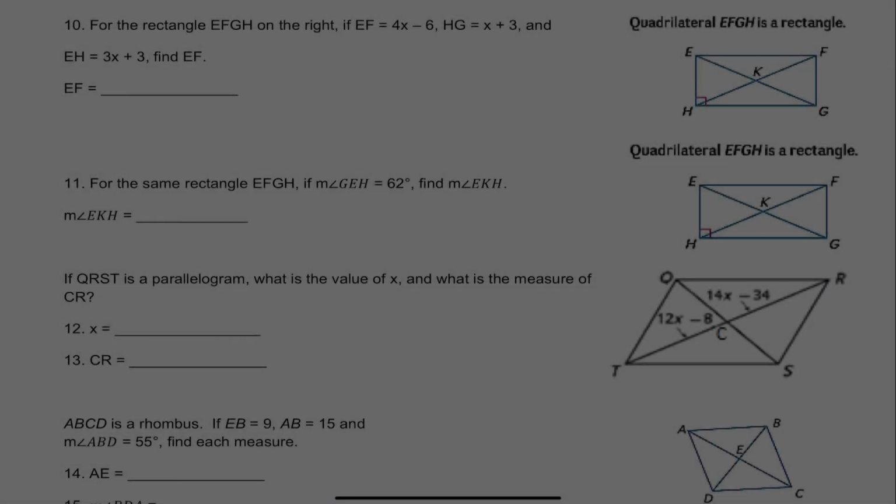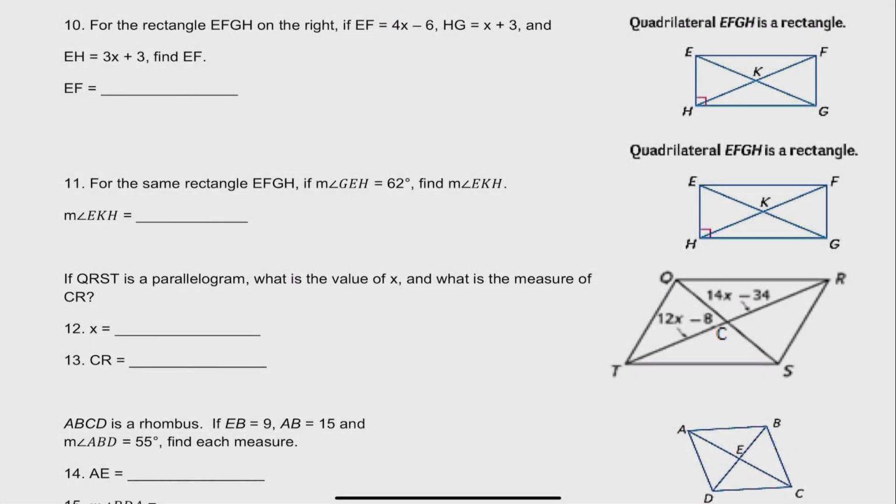Alright, let's go ahead and take a look at the Unit 6 test review. This is the second page. So number 10, for the rectangle EFGH, if EF is 4x minus 6, and HG is x plus 3, and we know that EH is 3x plus 3, find the measure of EF.